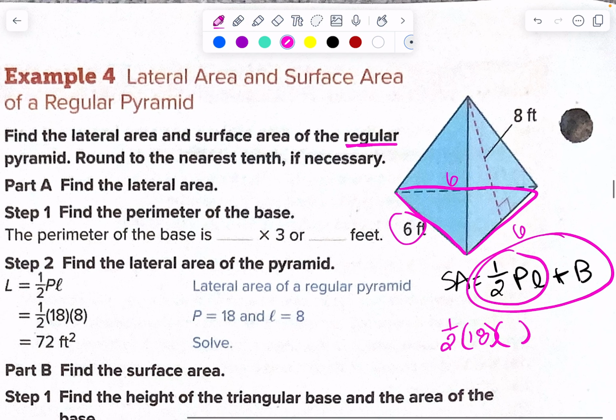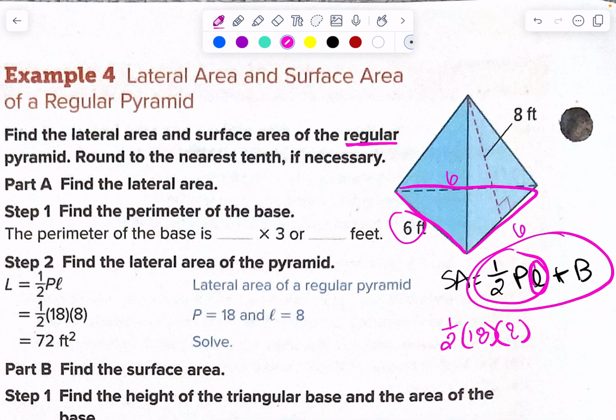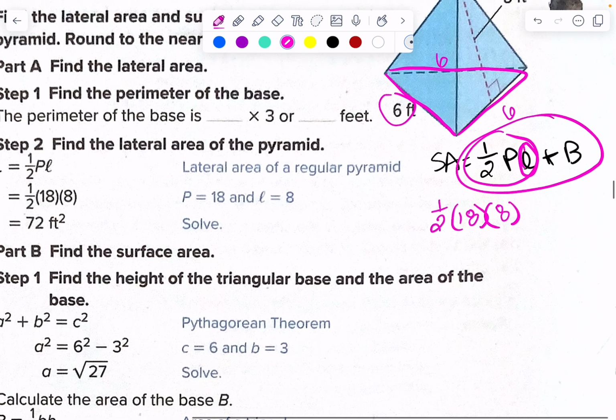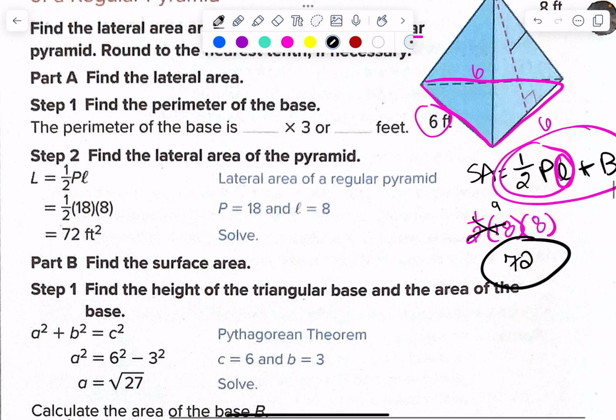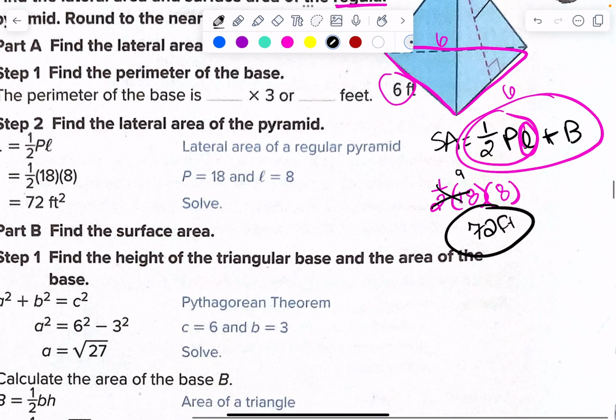And then the slant height, which is this L, is going to be 8. Now you can do that however you want to. You can just type it all in, whatever. But half of 18 is 9, and 9 times 8 is 72. So my lateral area is 72, and that is in feet squared.